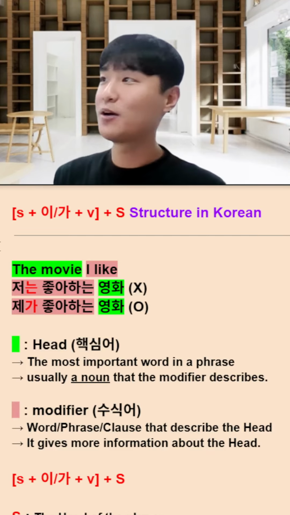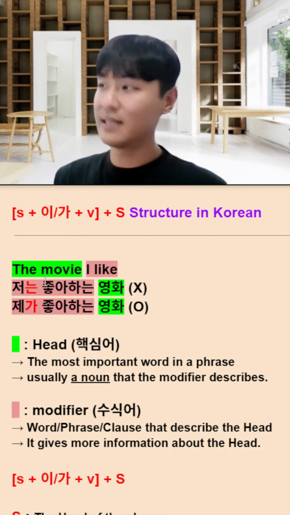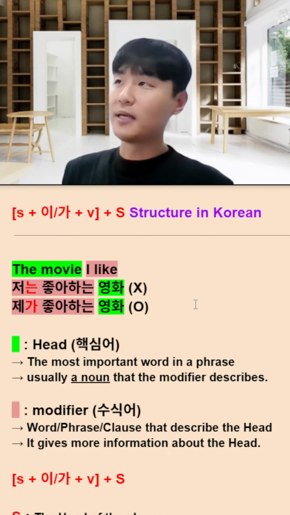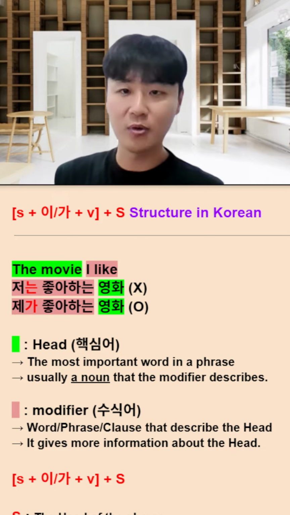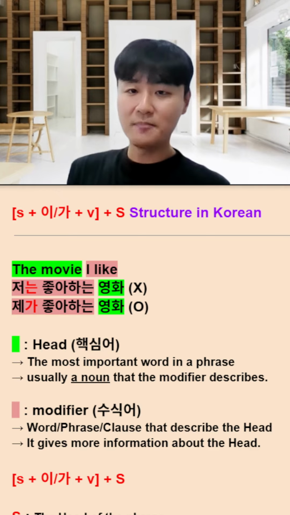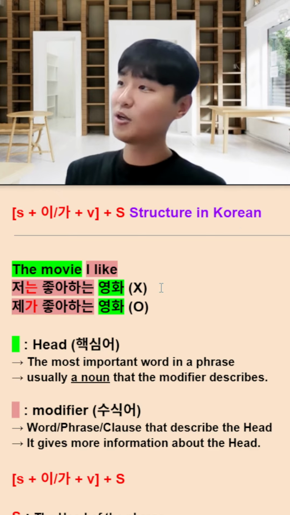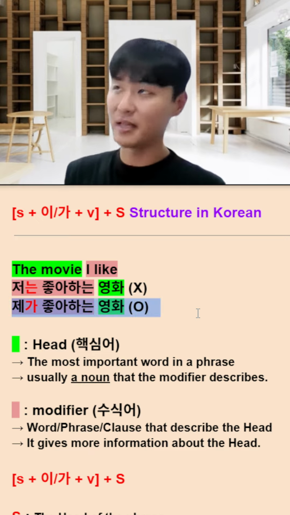Okay, let's talk about this structure in Korean today. Looks quite confusing, right? So let me give you an example. The movie I like. How do we say that in Korean? 저는 좋아하는 영화 or 제가 좋아하는 영화. It seems 저는 제가 both mean I in English, right? But 저는 좋아하는 영화 is grammatically wrong, while 제가 좋아하는 영화 is grammatically correct.